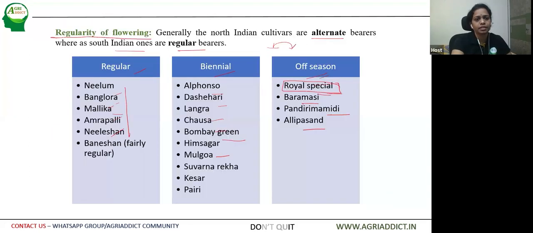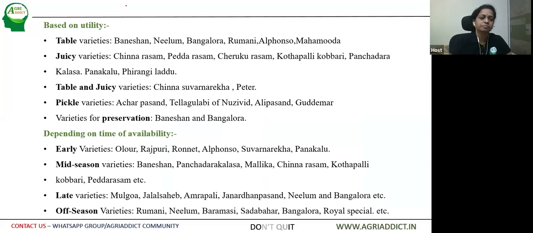Then if you look into the other division of cultivars, it is based upon utility. The first one is table utility, you all know, for consumption of the fruit fresh. Those are Baneshan, Neelam, Bangalore, Romani, Alfonso, Mahmuda. Then juicy varieties. These are especially for the preparation of juice and squashes and also for preservation purposes, or we can have them directly also. That is Chinnarasam, Pedarasam, Cherukurasam, Kottapalli, Kopari, then Panchadara, Kalasa, Panakalu, then Firangileddi, and so on.